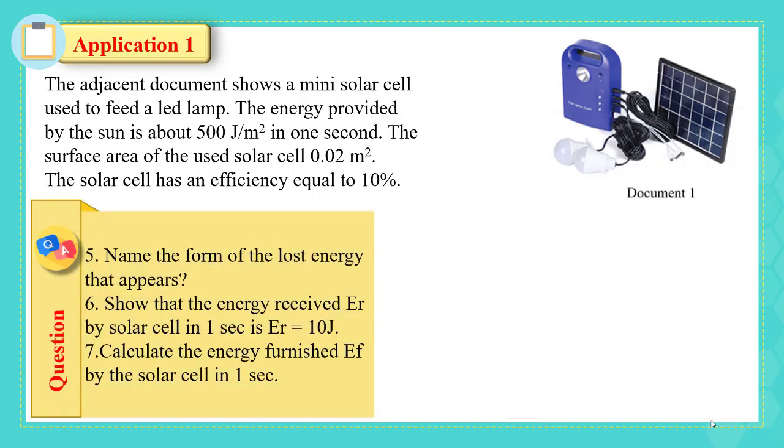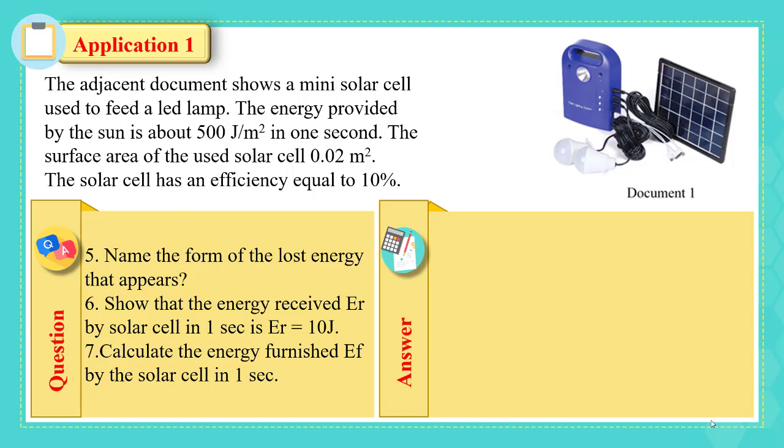The fifth question asks, name the form of the energy lost. It is a very simple question. The form of the energy that is lost is the thermal energy.